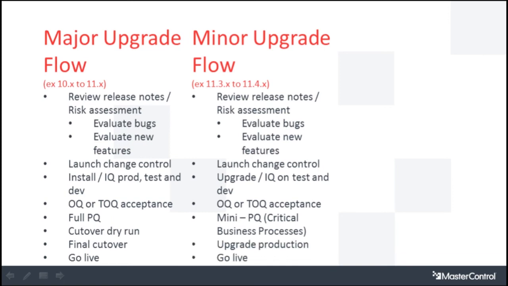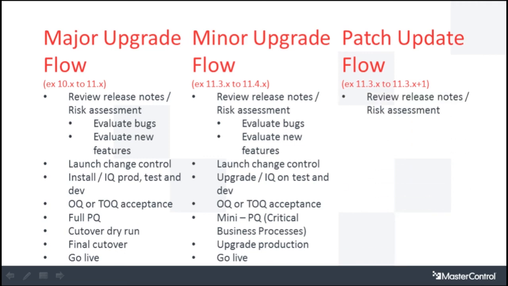Upgrade the production site and then go live with it, okay? Patch update flow. So this is something like 11.3x to 11.3x plus 1. We come out with patch updates every week for our current versions, okay? So that would be 11.2 and 11.4 now that will have a patch update come out. So you need to review your release notes and risk assessment, evaluate the bugs, launch change control.